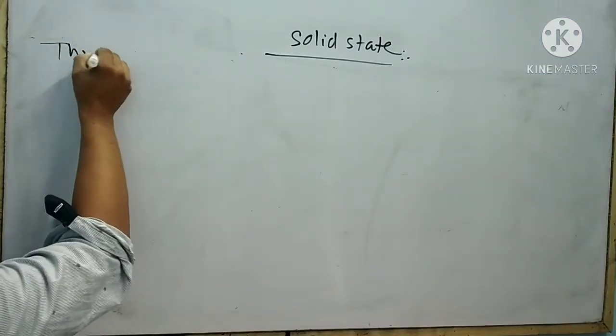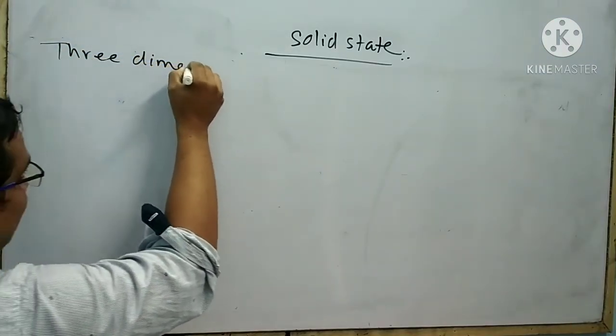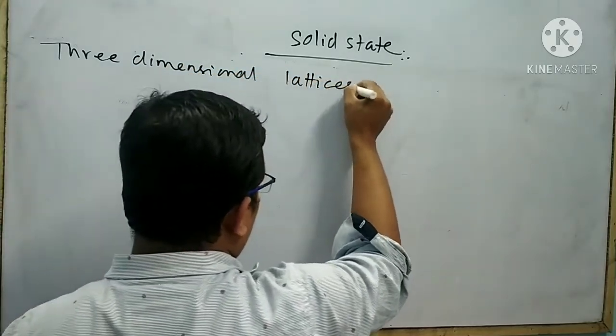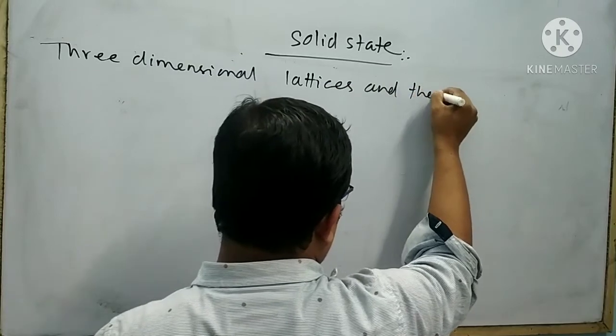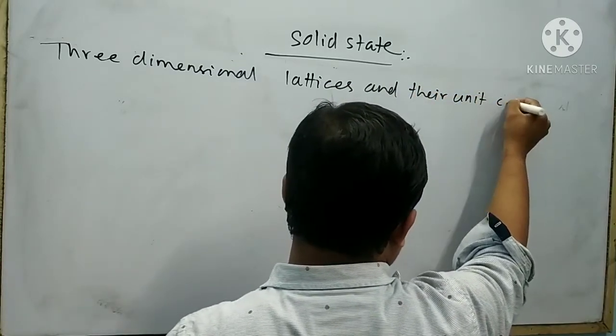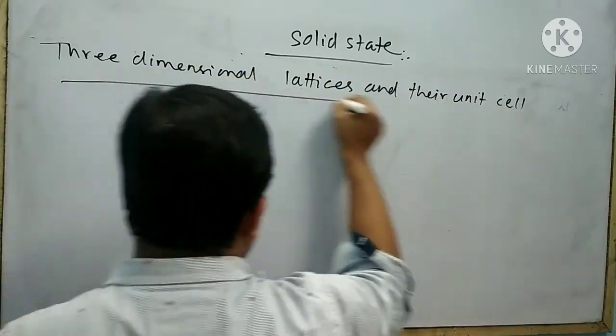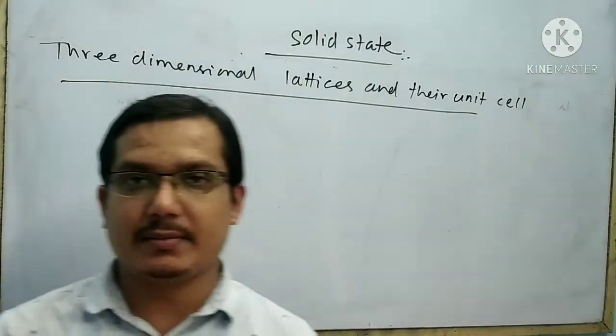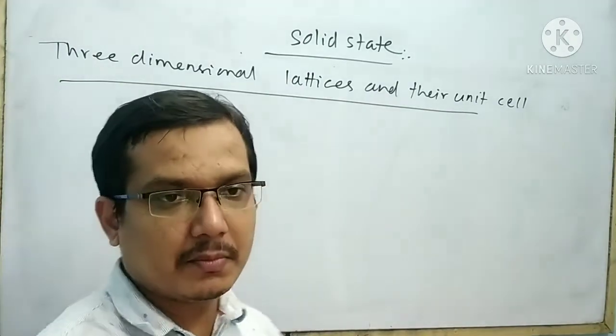Next I will explain about the three-dimensional lattices and the unit cell. The unit cells are classified into 7 types called crystal systems.